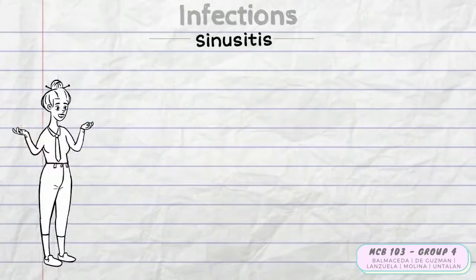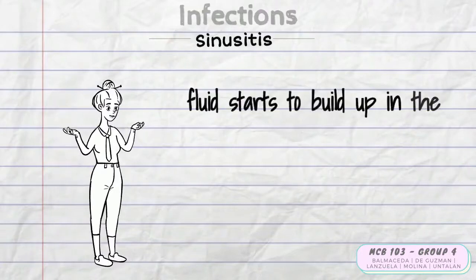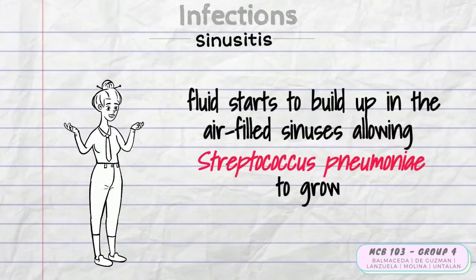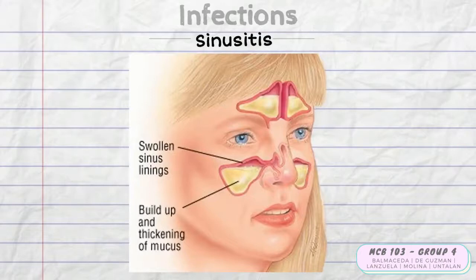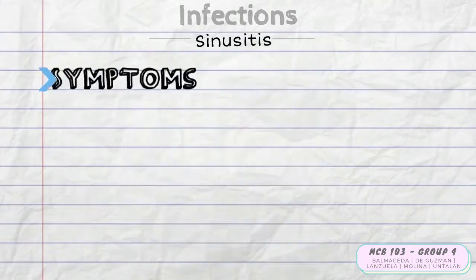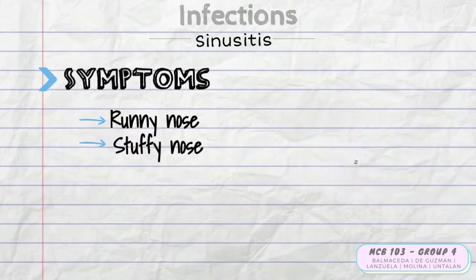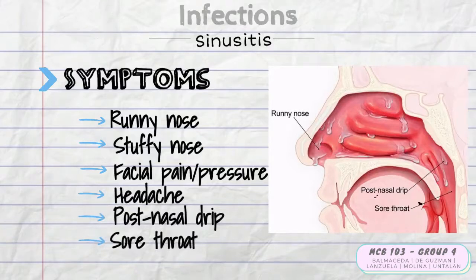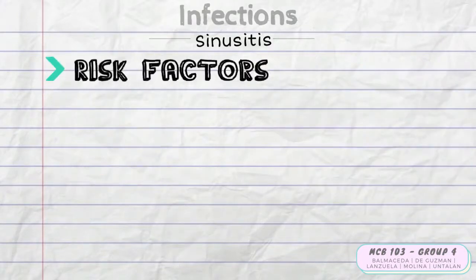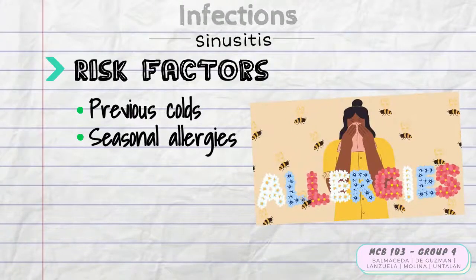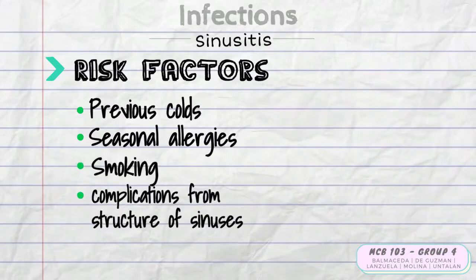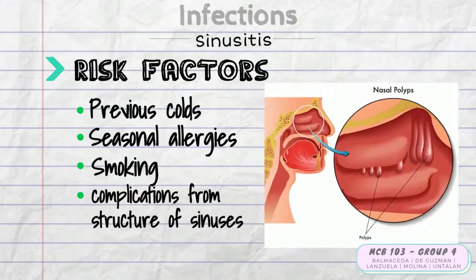Starting off with sinusitis. This is when fluid starts to build up in the air-filled sinuses, allowing Streptococcus pneumoniae to grow, resulting in inflammation or swelling of tissues that line the sinuses. Common symptoms include runny nose, stuffy nose, facial pain or pressure, headache, post-nasal drip, and sore throat. Several risk factors for sinusitis are previous colds, seasonal allergies, smoking, which also includes exposure to secondhand smoke, complications brought about by structure of the sinuses, for example, nasal polyps, and weak immune system.